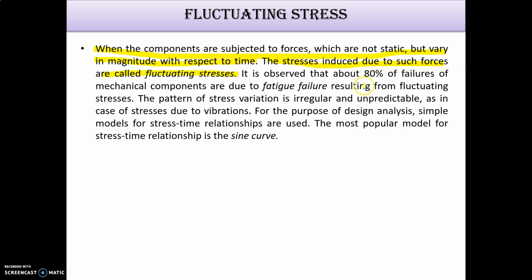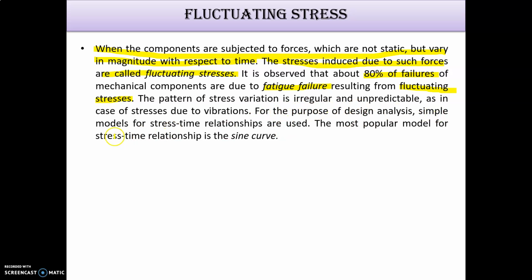So 80% of failures are observed to be because of fatigue failure, which results from the fluctuating stress. We are going to understand fatigue failure in the next video, but first we are going to understand the fluctuating stress. Due to fluctuating stresses, fatigue failure occurs. That means fluctuating stress is the major cause which generates the fatigue stresses, and due to that the failure occurs.